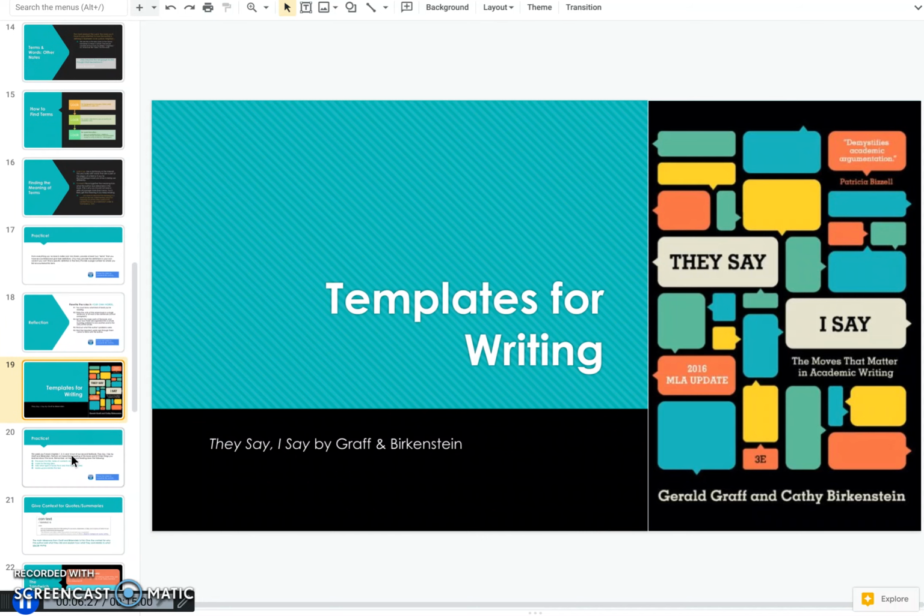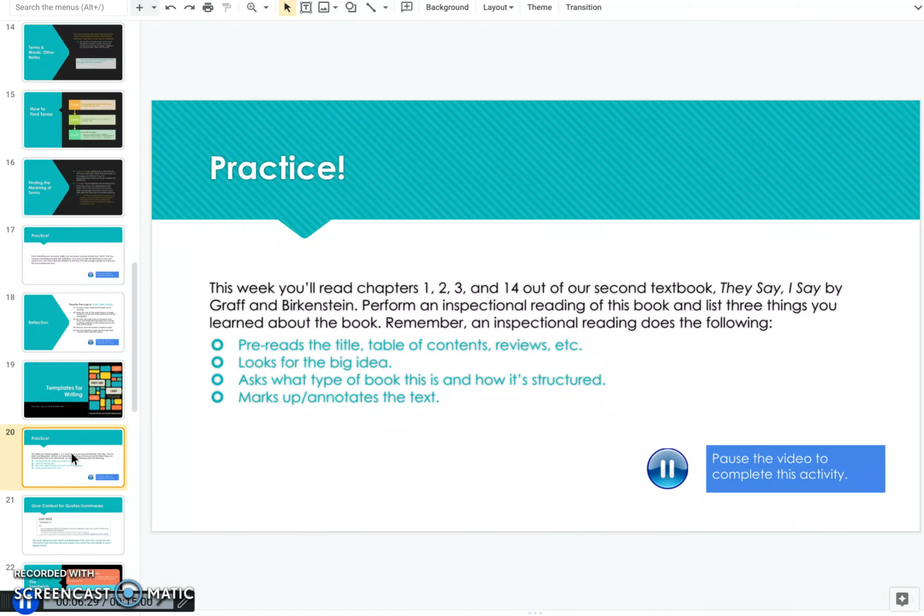Now, before I tell you anything about this book, I want to see what you can discover on your own. Last week we learned about inspectional reading. I want you to do an inspectional reading of this textbook. For your homework this week, you're assigned chapters 1, 2, 3, and 14. Before you panic, they are all very short chapters because this is a very short and small book, so it won't be a lot of reading time.